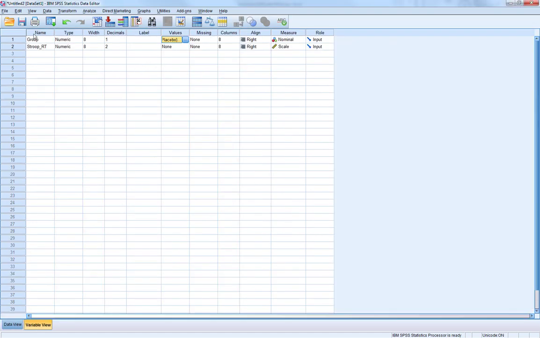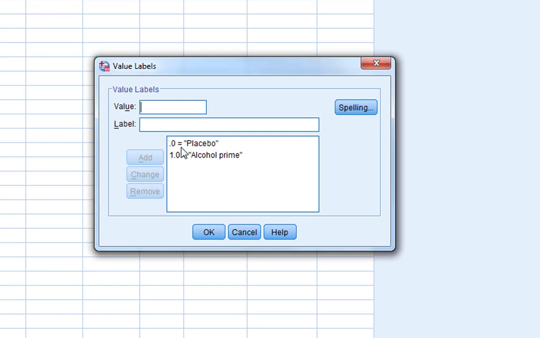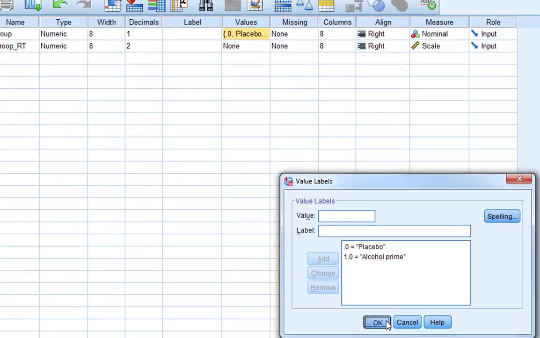So the independent variable in this experiment is simply called group, and what that refers to is whether our participants received a placebo drink, a drink that looked and tasted and smelt like alcohol but contained no alcoholic content, or they're in an alcohol prime condition in which they actually did consume an alcoholic drink. This is delivered on a between subjects basis, so they either receive the placebo drink or they receive the alcohol prime. No one receives both drinks.